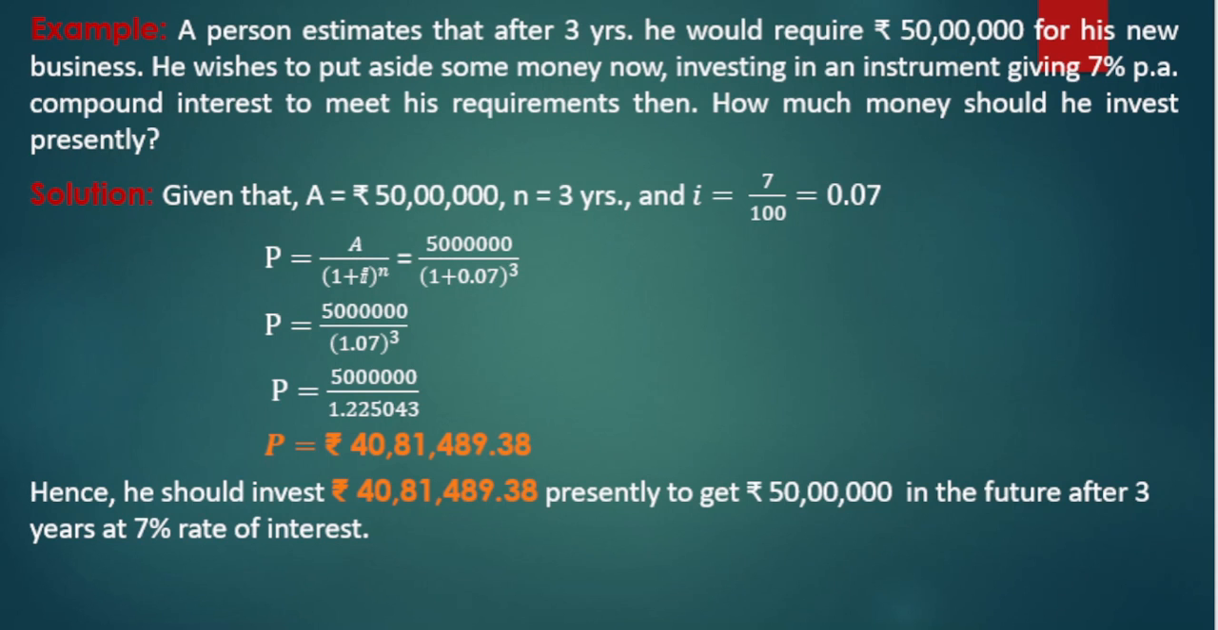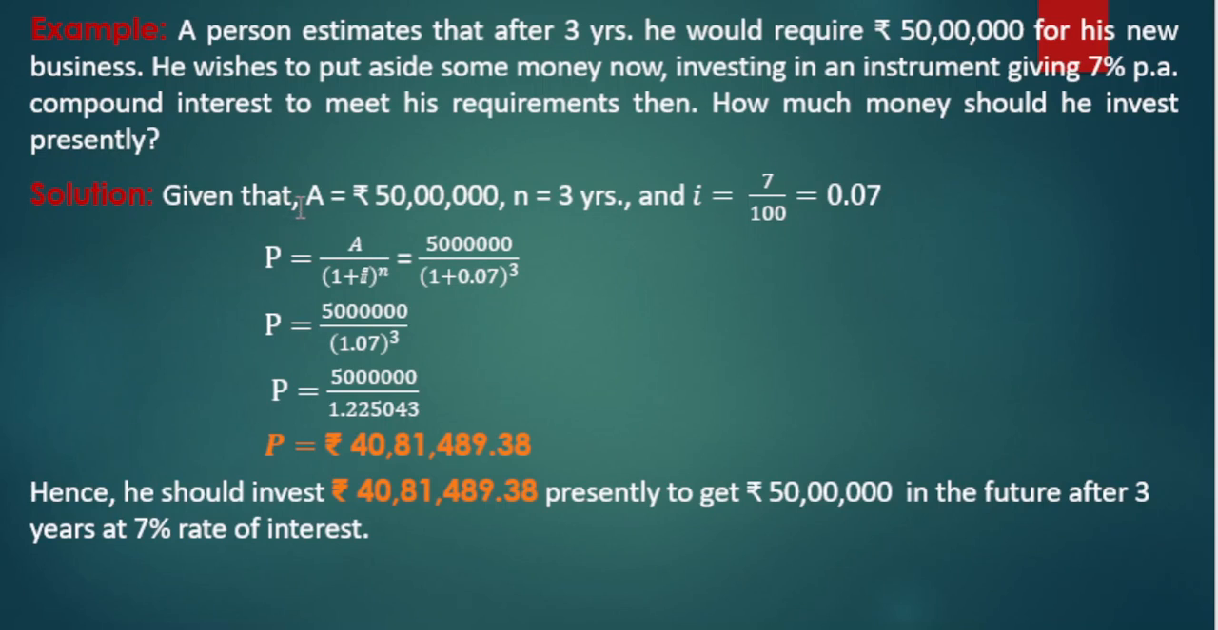In this example, a person estimated that after 3 years he would require rupees 50 lakh for his new business. He wishes to put aside some money now, investing in an instrument giving 7% per annum compound interest to meet his requirements. Then how much money should he invest presently? So here we have to find the present value.